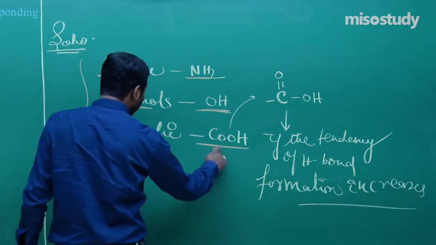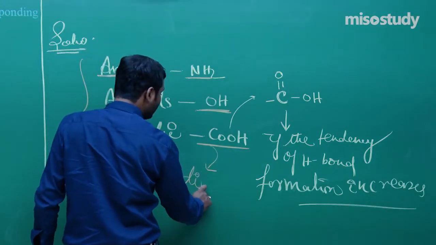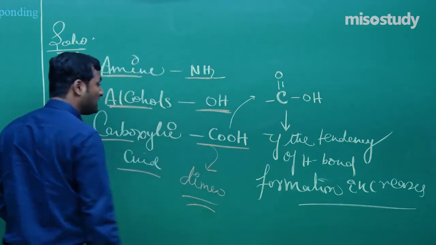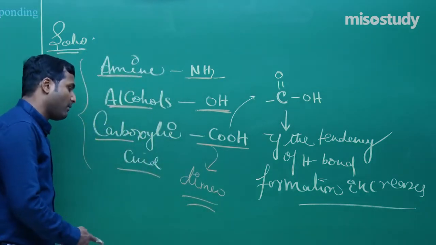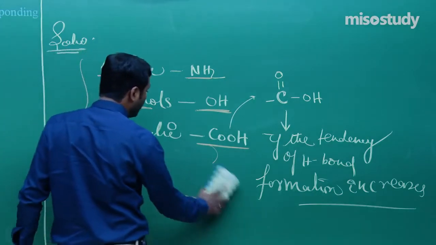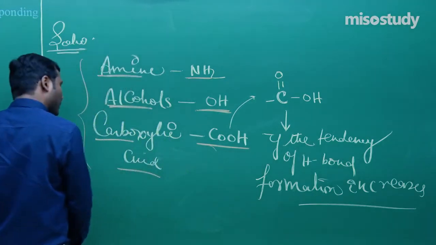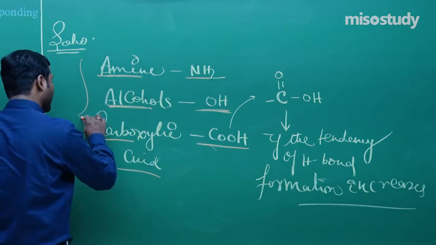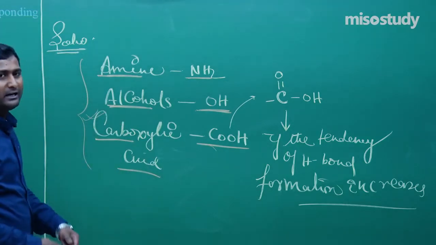We generally know acetic acid forms a dimer. Why dimer? There is more tendency for the formation of hydrogen bonding. So association is much greater in the case of carboxylic acid. If there is more association, then it will have a higher boiling point.